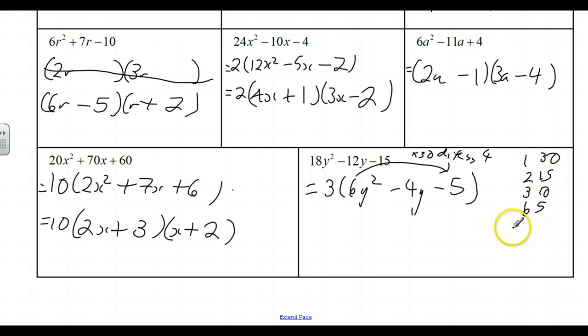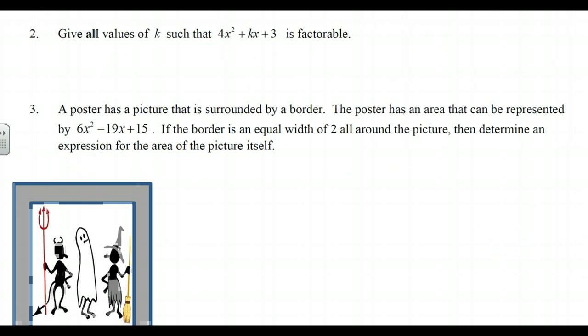Give all values of k such that 4x squared plus kx plus 3 is factorable. Okay, let's do the whole decomposition route. I need two numbers that multiply to 12, and since that's a plus, they add to k, right? And k could be positive or k could be negative, but numbers that multiply to 12, 1 and 12, 2 and 6, 3 and 4. These add to 13, these add to 8, these add to 7, so those are the values of k.